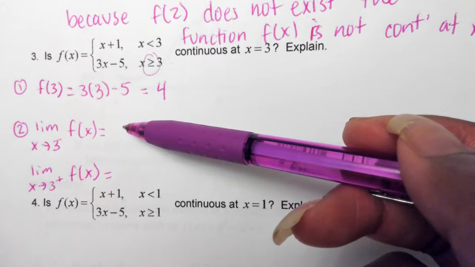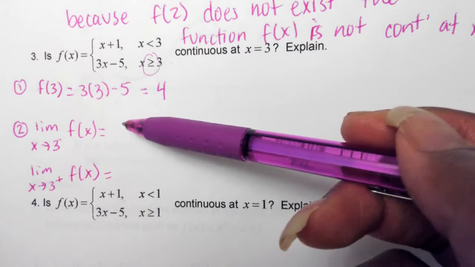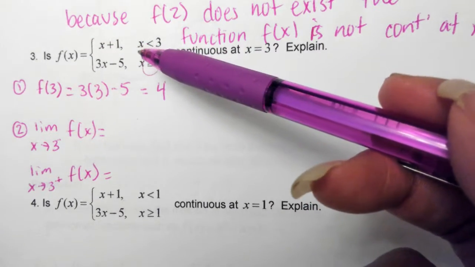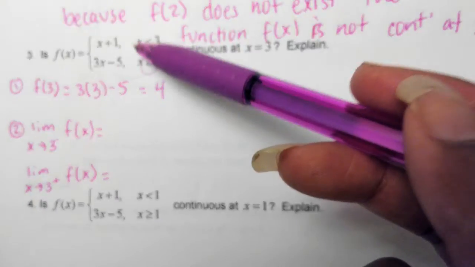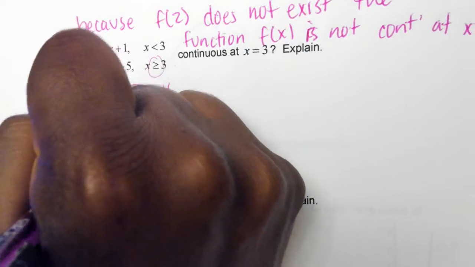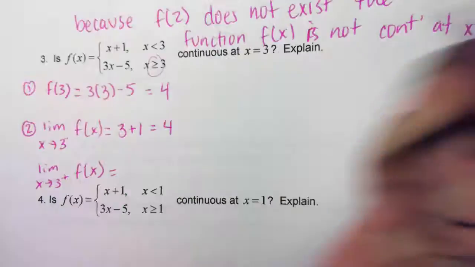Then we need to determine the left and right hand limits of the function. So we want the limit as x approaches 3 from the left, and the limit as x approaches 3 from the right of f of x. When x approaches 3 from the left, we know that all the values of x are less than 3. So we'll use our top function to figure out what our function is going to be approaching from the left side. We'll substitute 3 into our top function: 3 plus 1, which is equal to 4.